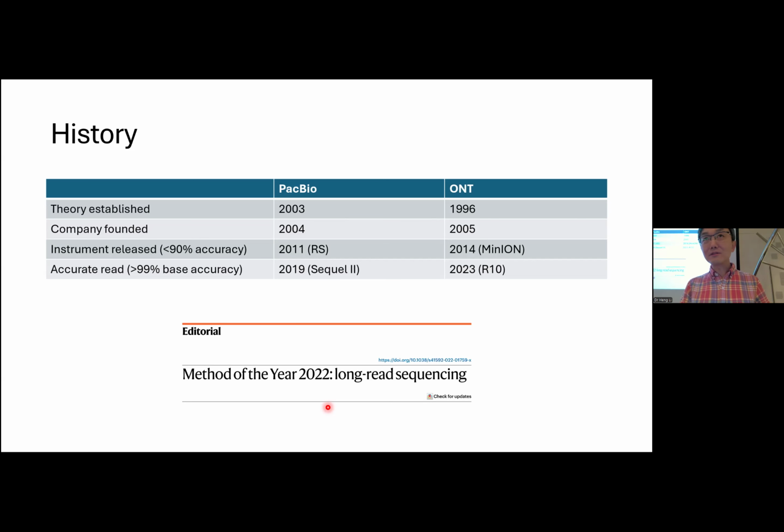Nature Methods named long-read sequencing as the Method of the Year. That was mainly driven by HiFi, although it says long reads, at that time it was mainly driven by HiFi reads and also Oxford Nanopore reads. If you look at the PacBio stock price, there was a huge jump from, I think, $5 per share to $50 per share in a couple of years, mainly owing to this new technology.